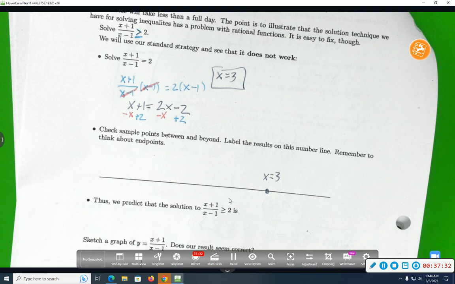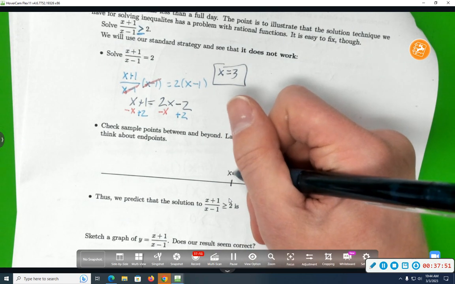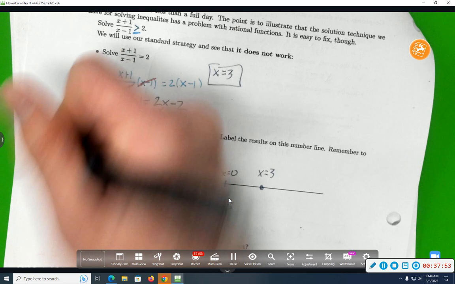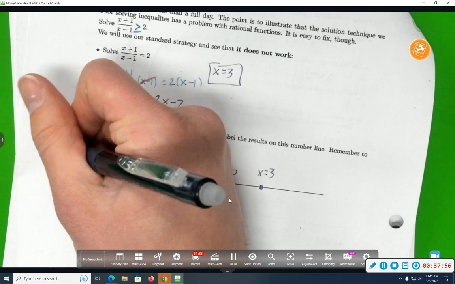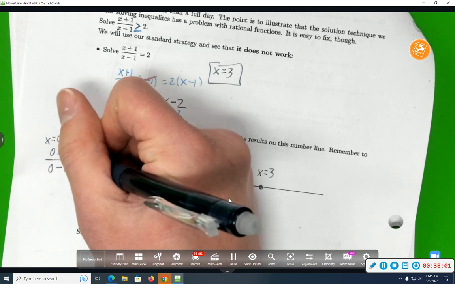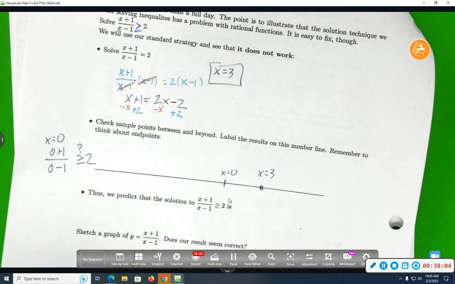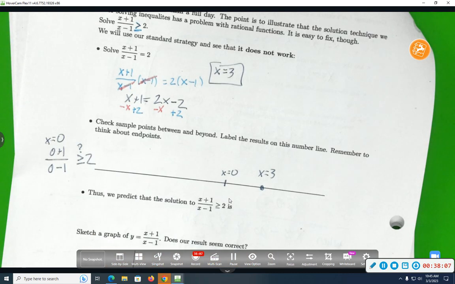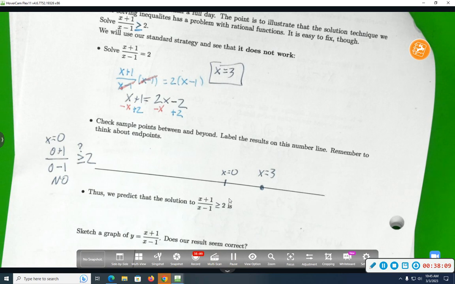Okay, so we find the solutions to equality. What's the next step in the algorithm if you want to solve inequality? Check some sample points. What is a sample point you would like to plug into this? 0. Let's plug in 0. That'll give me something to the left of 3. So let's plug in x equals 0, see what we get. We'll get (0 plus 1) over (0 minus 1). I would like to know, is that bigger than or equal to 2? No. So what conclusion should I make?